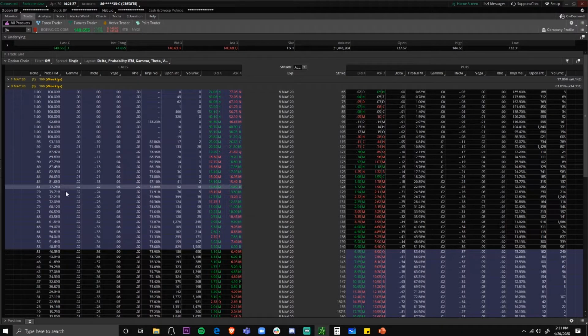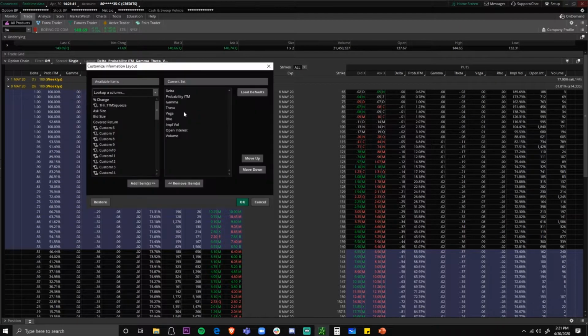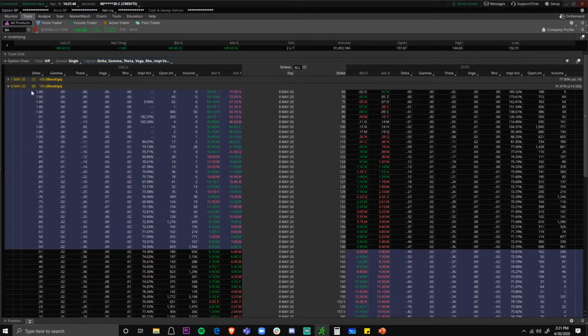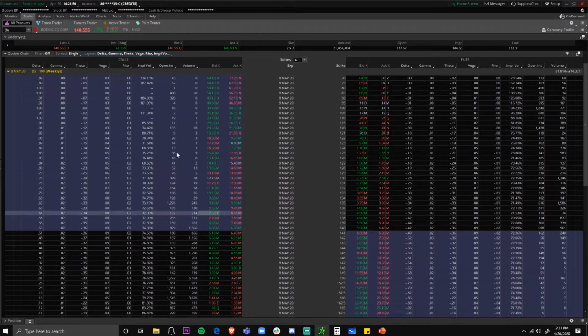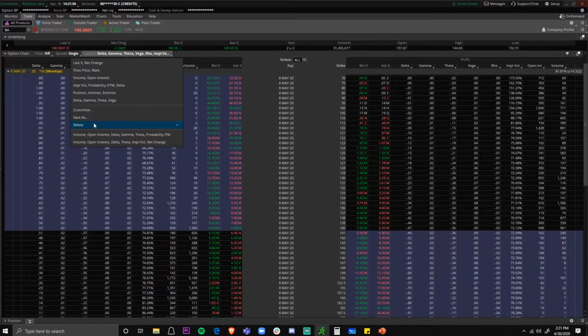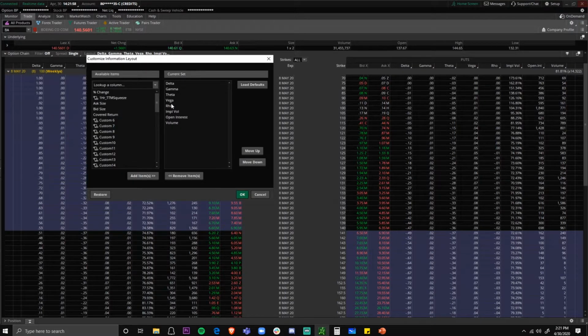So I don't even need this column tying up this space here. So I'm just going to go in, click this, customize, remove, and then OK. And then as you can see, my columns change. So that's how you set up your options table. Again, here's the list one more time: delta, gamma, theta, vega, rho, implied volatility, open interest, and volume. Make sure those are there.